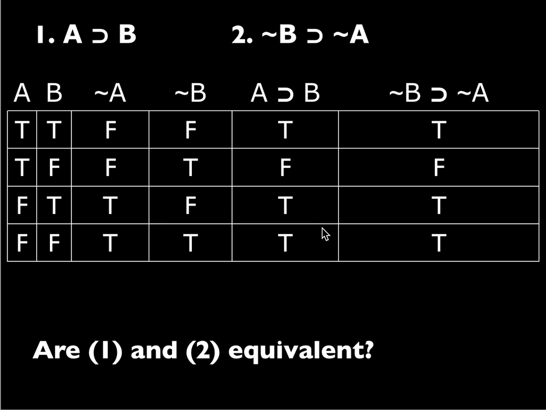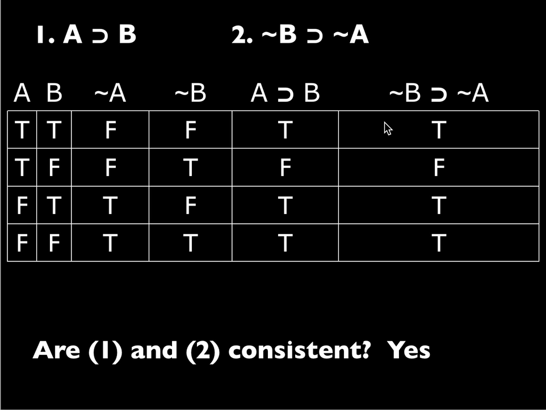True, false, true, true. True, false, true, true. Exactly the same pattern. There's no row where they're different. So they are equivalent. Next question, are they consistent? Different question. We're just going to look for any row where they're both true at the same time. Sure enough, row 1, right there, they're both true.